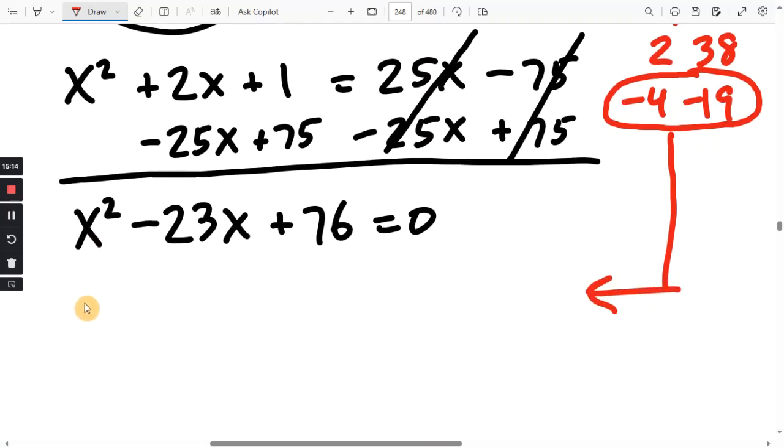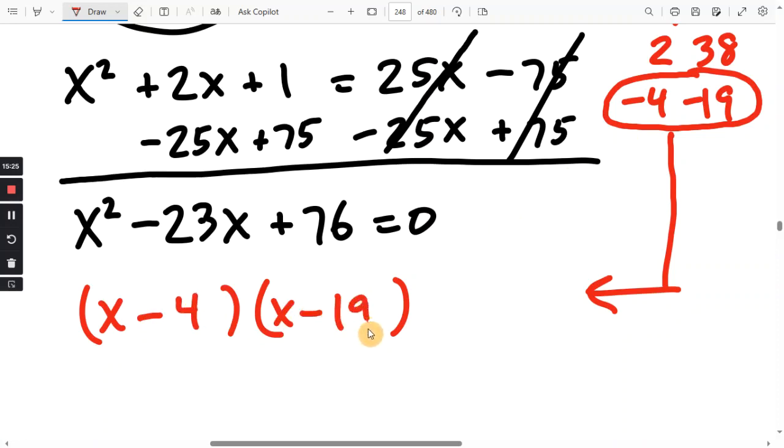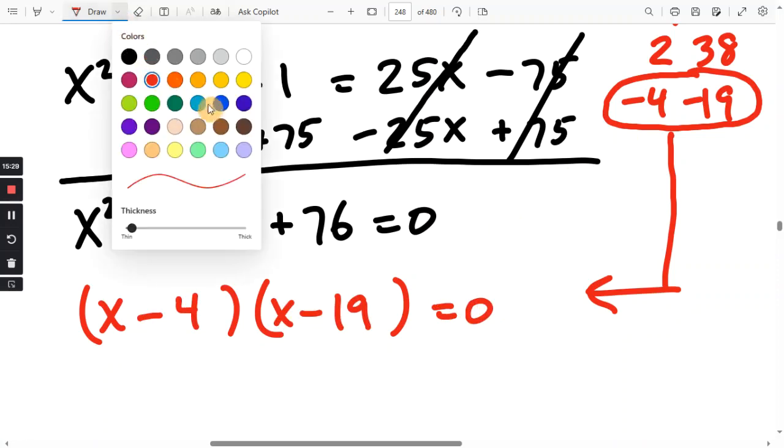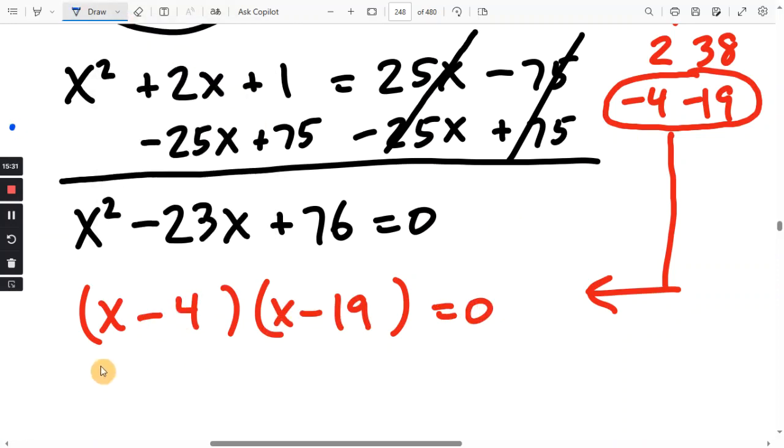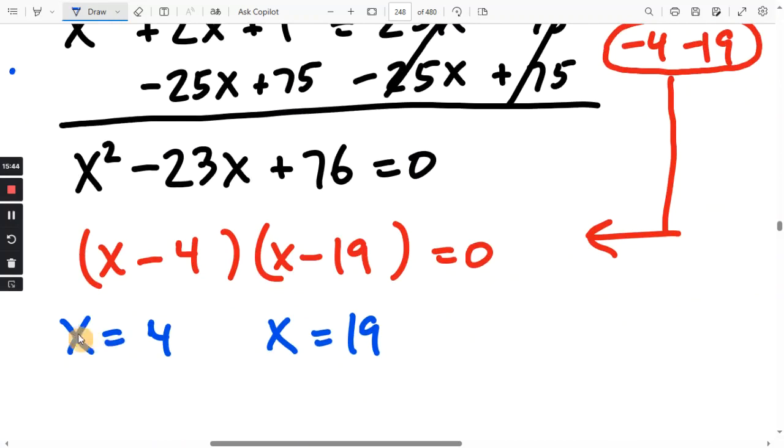All right, we have an x squared, so we're going to start with x times x. And we're going to use negative 4 and negative 19, and that equals 0, just like last time. Either one of these equals 0. So we can do x equals 4 right here, because 4 minus 4 is 0. And x equals 19, because 19 minus 19 equals 0.